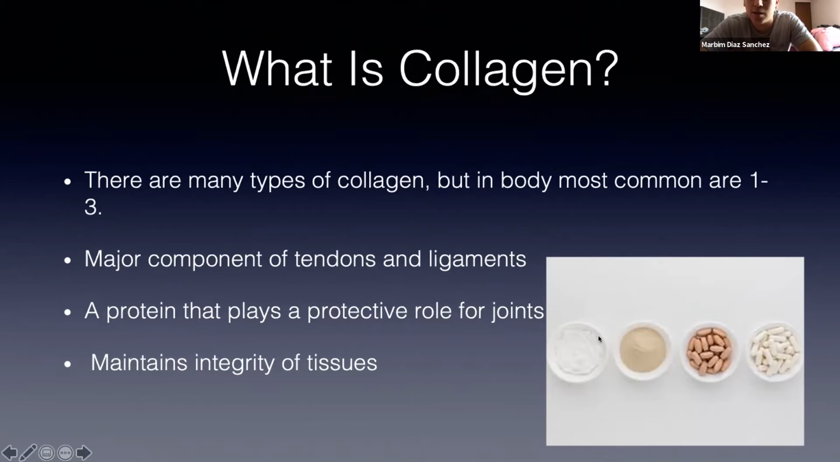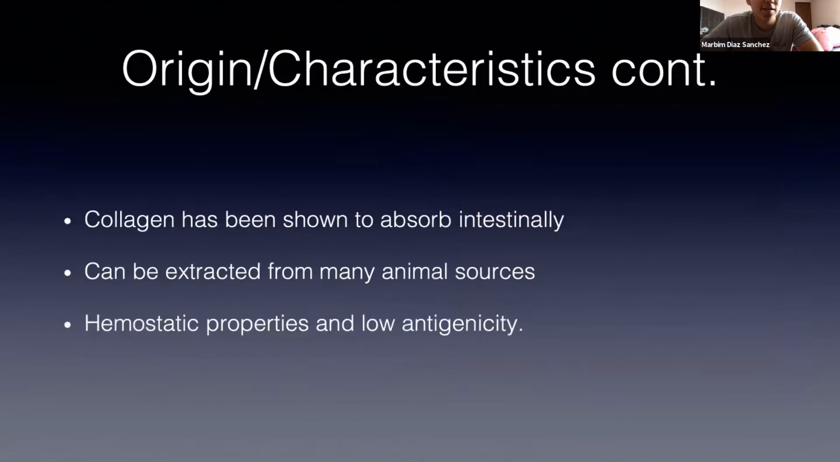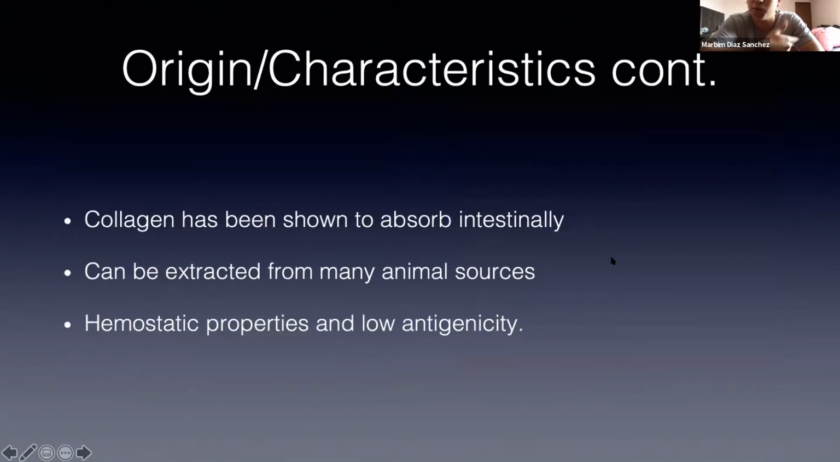This picture just shows how collagen sometimes comes in. You can either take it as a pill or as a powder like that. These are just some common pictures of collagen you can find anywhere, from thousands of them. This blue one's actually the one I always see at Costco, so that's what got me thinking about doing collagen. Collagen has been shown to absorb intestinally. As we've learned, stuff absorbs in the small intestine, so that's where collagen falls. It can be extracted from many animal sources. If we go back to this picture, it shows the cow, the fish, the chicken. That's where collagen originates from and where we get it.